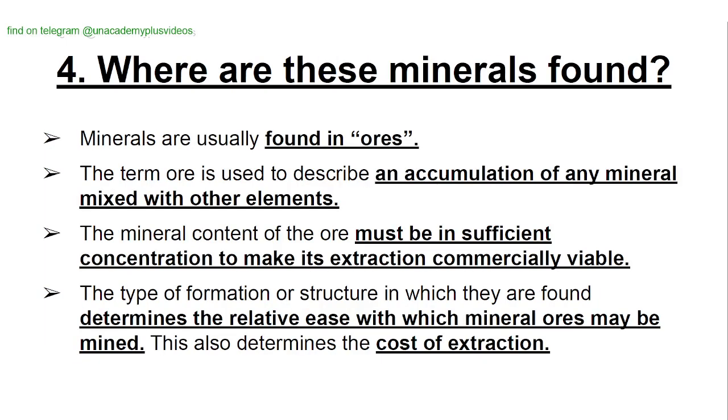Where are these minerals found? Minerals are usually found in ores. The term ore is used to describe an accumulation of any mineral mixed with other elements. The mineral content of the ore must be in sufficient concentration to make its extraction commercially viable. The type of formation or structure in which they are found determines the relative ease with which mineral ores may be mined. This also determines the cost of extraction.